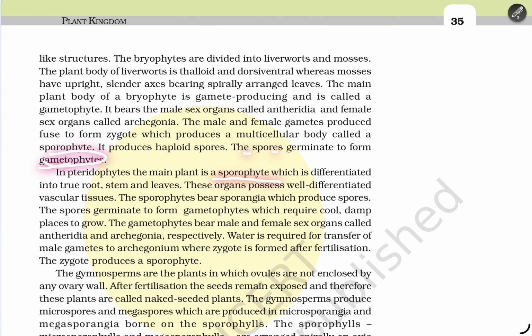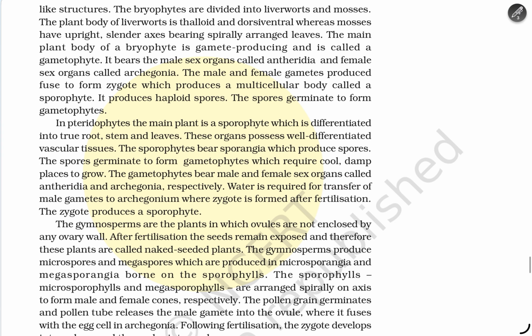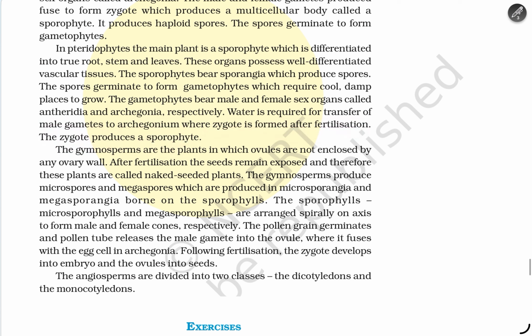In pteridophytes, the main plant body is the sporophyte, which is differentiated into root, leaf, and stem. These organs possess well-differentiated vascular tissues. The sporophytes bear the sporangia, which produce spores. The spore germinates to form a gametophyte, which requires cool, damp places to grow. The gametophytes bear the male and female sex organs called antheridia and archegonia, respectively. Water is required for transfer of male gametes to archegonia, where the zygote is formed after fertilization. The zygote produces the sporophyte.